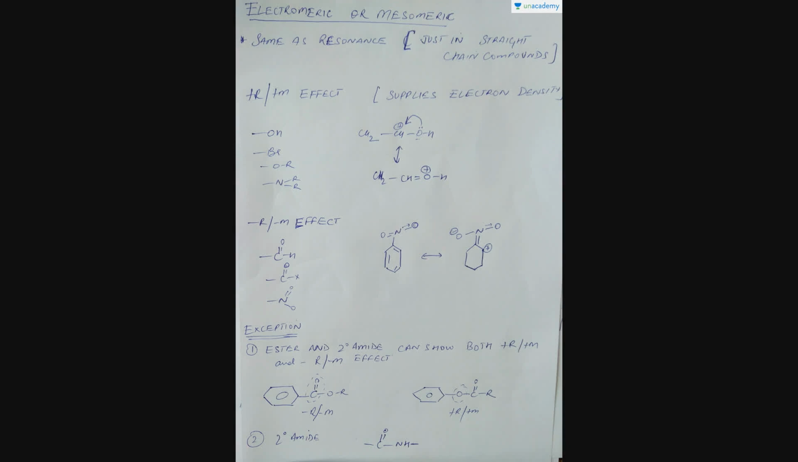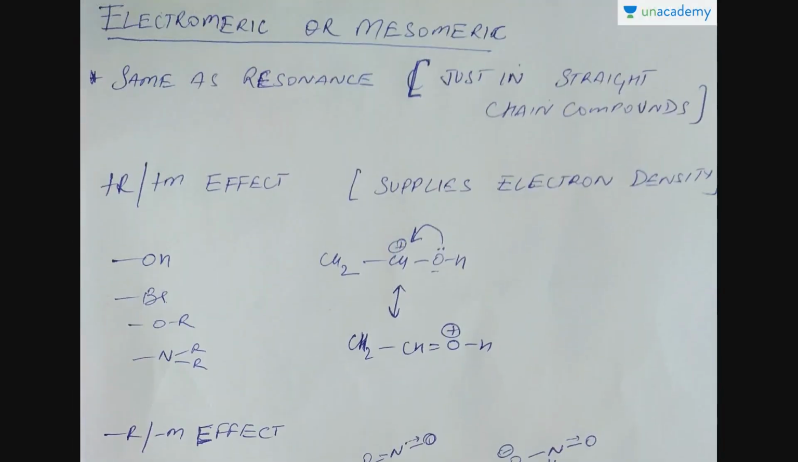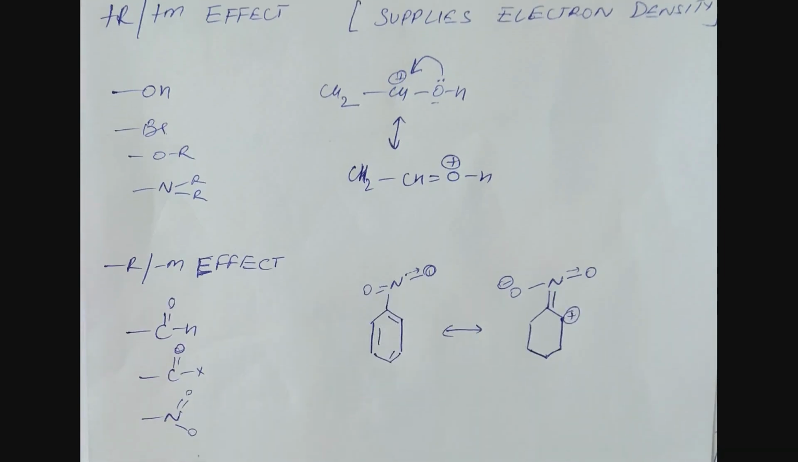Okay, now we are heading on to the electromeric or mesomeric effect. Actually there is nothing special in this. If we consider resonance in straight chain compounds, we can refer to it as the mesomeric or electromeric effect. Okay, now next is the positive R or positive M effect.